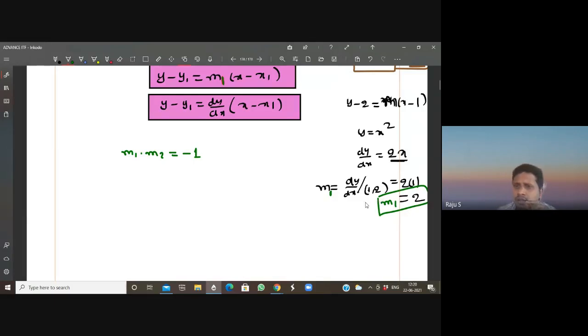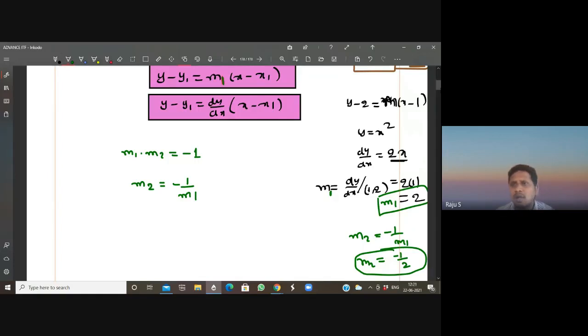Here we got dy by dx at (1, 2) as 2. I'm taking that as m1. Then, is it possible to find the slope of the normal? Yes, m2 is equal to -1 by m1. So the m2 value is -1 by m1. We already got m1 as 2, so it is -1 by 2. So the slope of the normal will be -1 by 2.